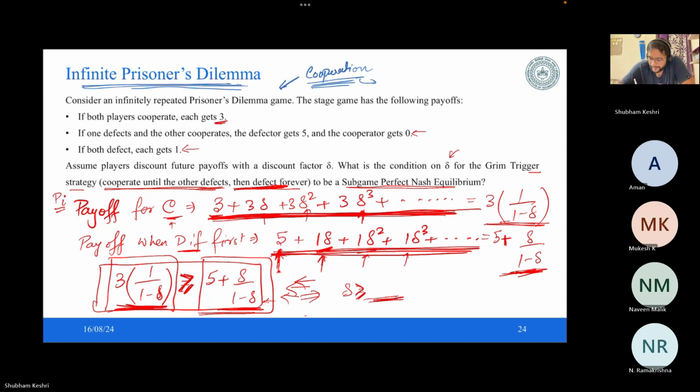All right. And if the delta value is greater than that value, whatever that value is when you solve it, then the player will never defect. They will cooperate forever. There is no incentive for that player to deviate to defect. They will always cooperate. And this is how the idea of cooperation in game theory comes: we are cooperating until you defect. If you defect, I will also defect.